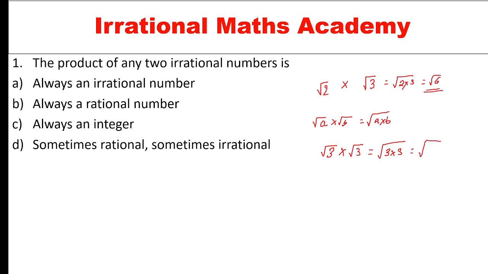It becomes under root 3 into 3, it becomes 3 square. So square and root get cancelled. So what you get here? 3. So in the first case, if I am taking two different irrational numbers, I am getting irrational. And if I am taking the same irrational numbers and doing the product, I am getting a rational number. That means there is a possibility of both. Sometimes we can get an irrational number and sometimes a rational number. So the answer is D here. Option D: sometimes rational and sometimes irrational.